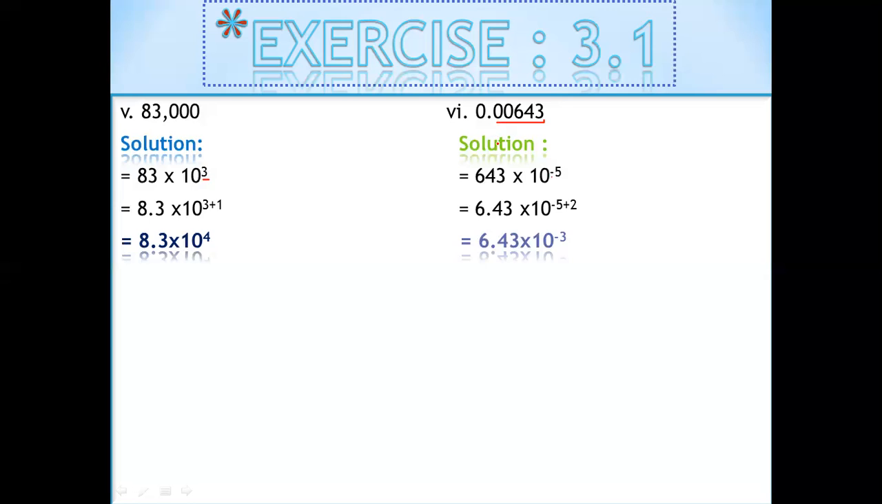After the decimal we have 5 digits. So that's why we write minus 5, because we are removing the decimal from the question. So the power of 10 will be negative. In the next step, we put the decimal after the first digit, 6.43. 10 raised to the power minus 5 plus 2, it will be 6.43 multiply 10 raised to the power minus 3.